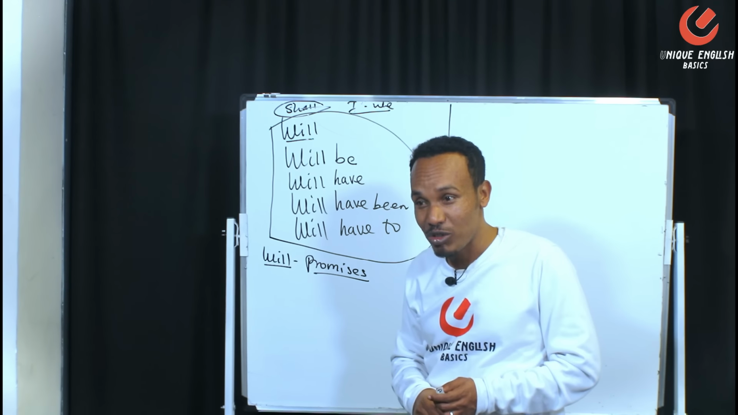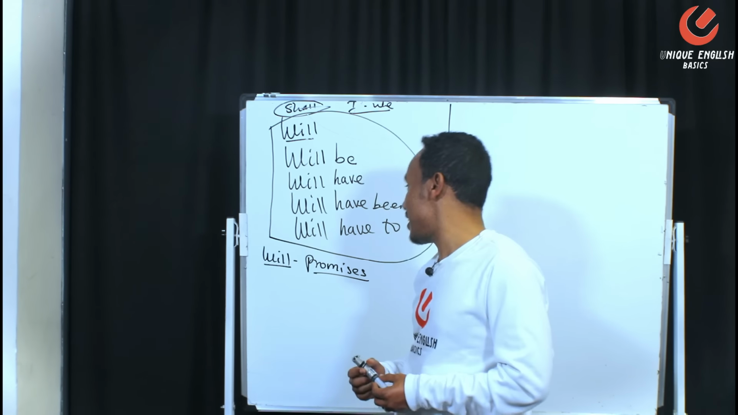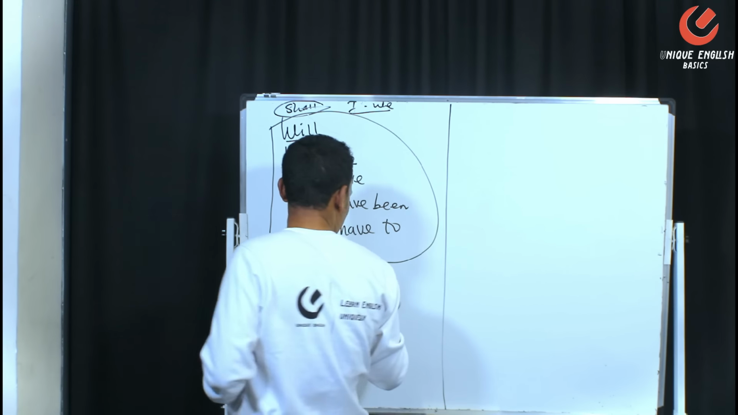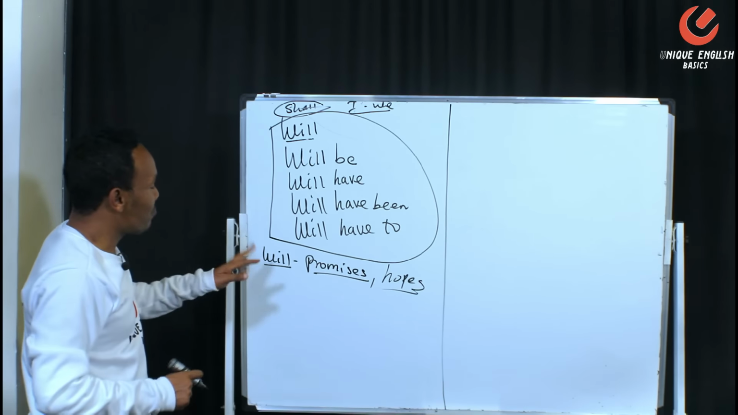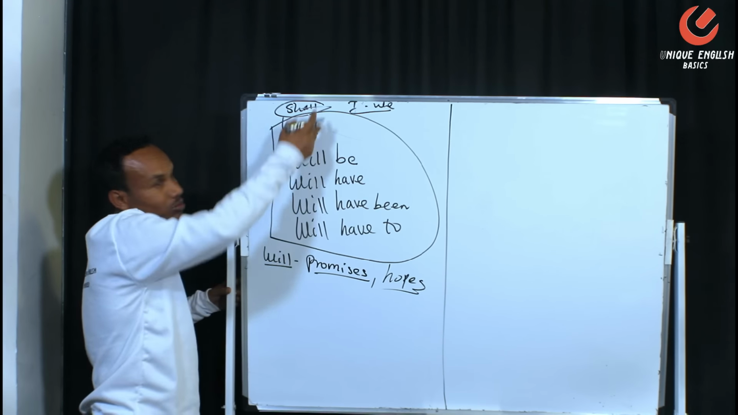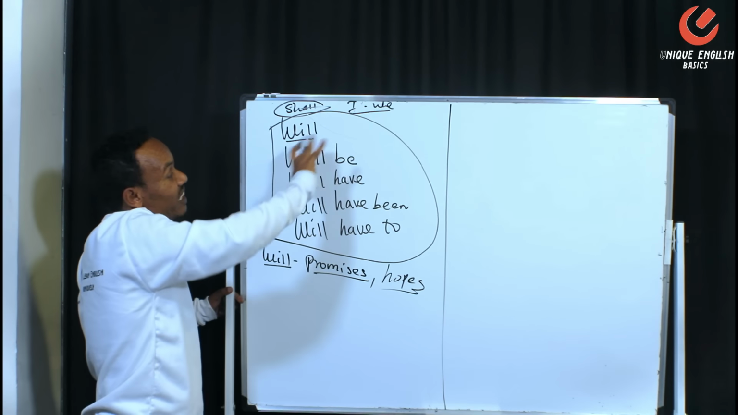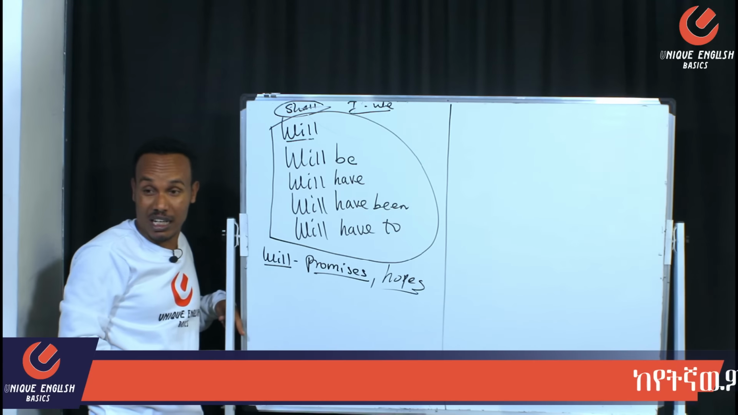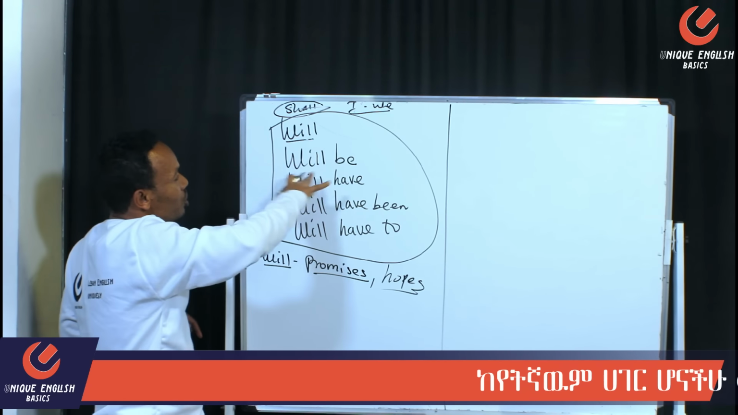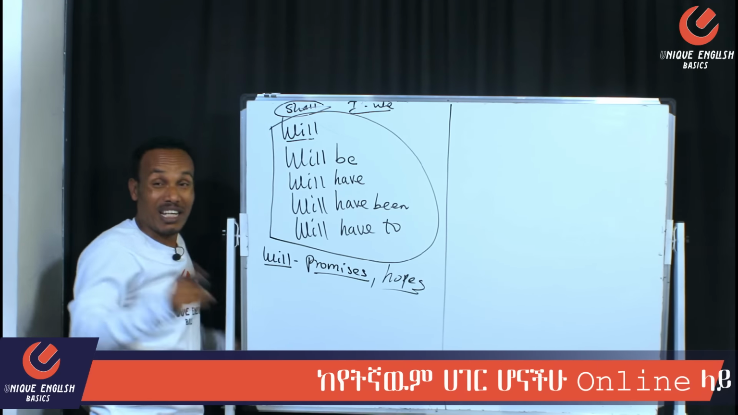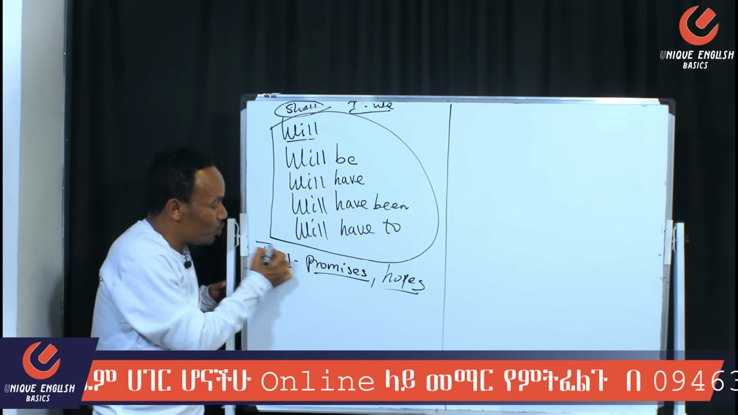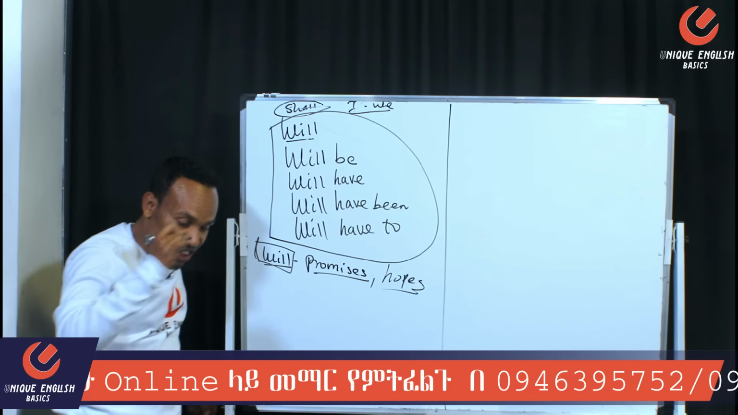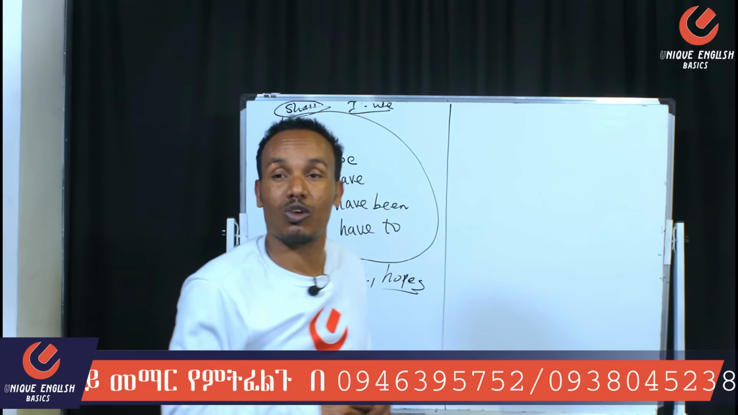Do you understand me? Talk about what? Promises and hopes. Promises and what? Hopes. And then like we said that all these are used to talk about future. All these are used to talk about future. Very good. But one thing that you have to be very careful about is that when you use this will, you are deciding at the time of speaking.